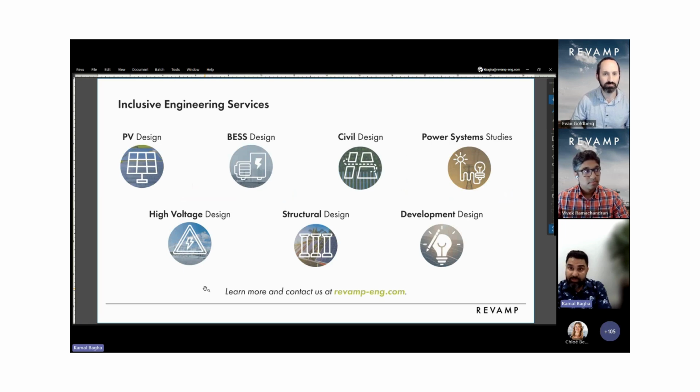Our services cover a full spectrum of engineering and technical support for utility scale projects, from PV panel all the way to a transmission interconnection, from battery container to a transmission interconnection, and everything else that's between. If you're looking for additional information, please check out our website and contact us at revamp-eng.com.